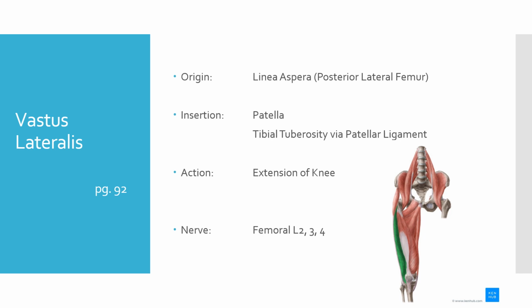Vastus lateralis. The origin is the linea aspera, posterior lateral femur. 2 insertions include the patella as well as the tibial tuberosity via the patellar ligament. The action is extension of the knee, and the nerve is femoral L2, 3, and 4.